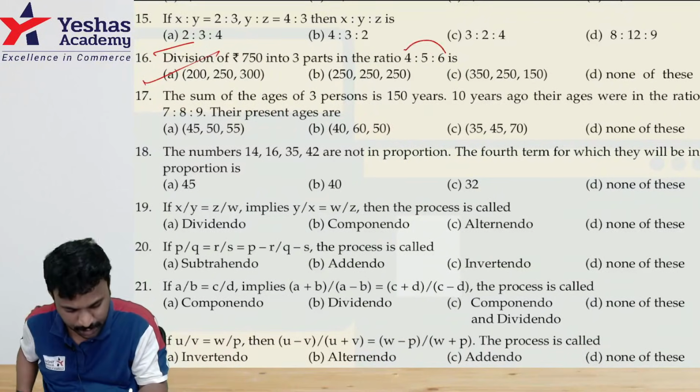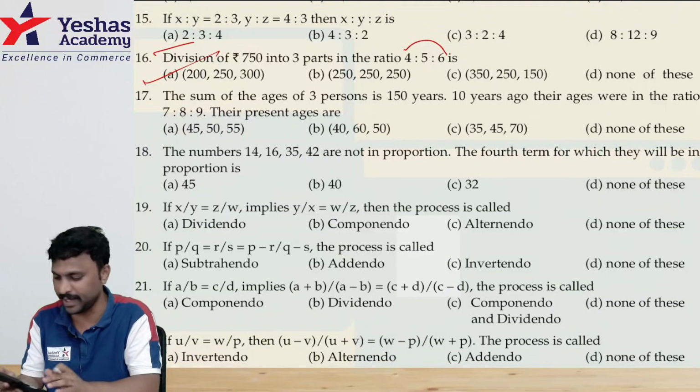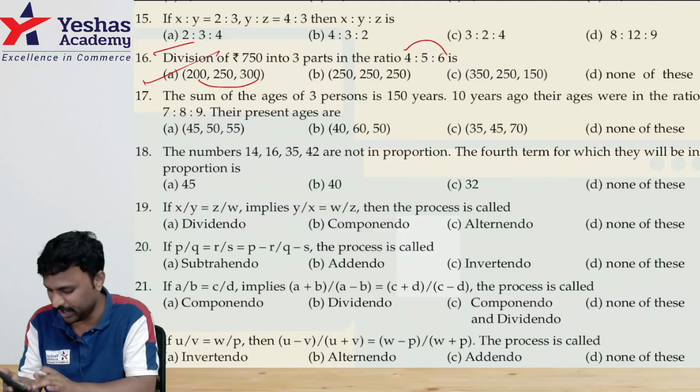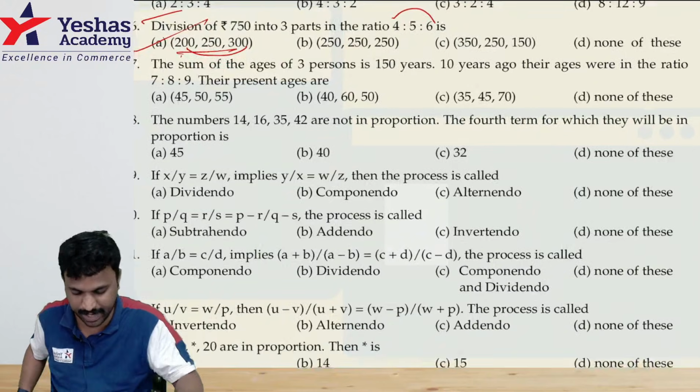You can even check 4 is to 6 also. 4 by 6 is 0.666. 200 by 300 also gives you 0.666. Option A itself is the right answer.